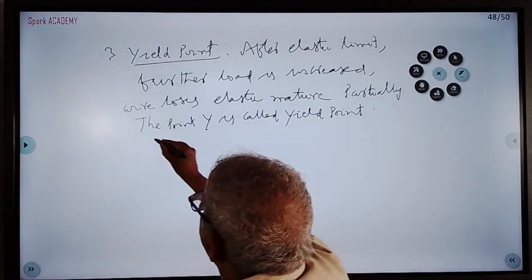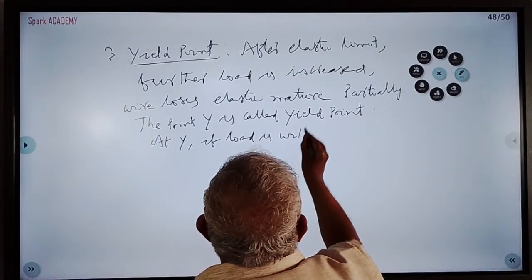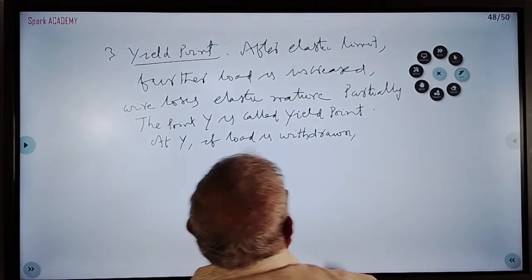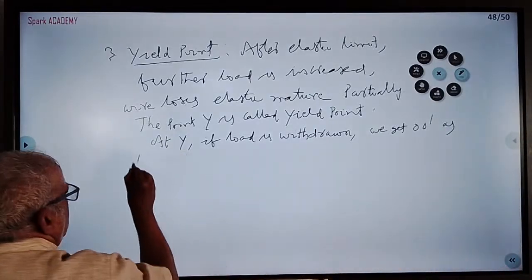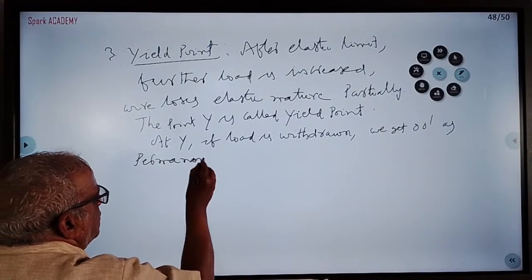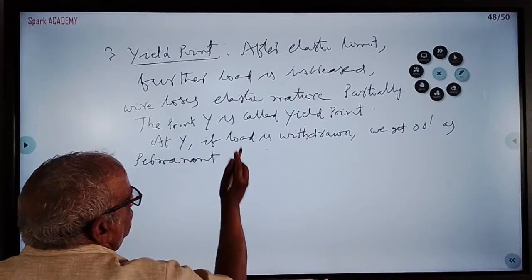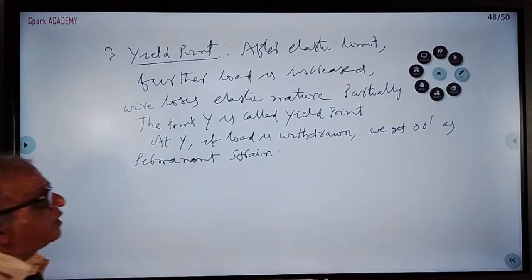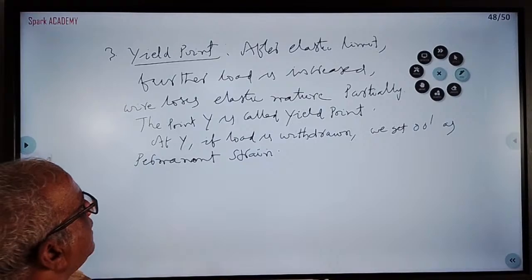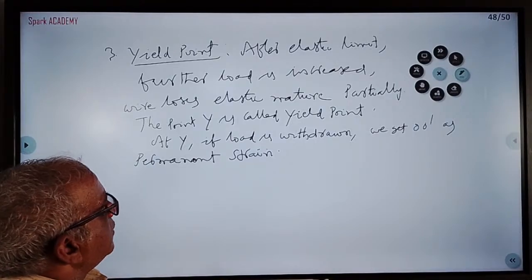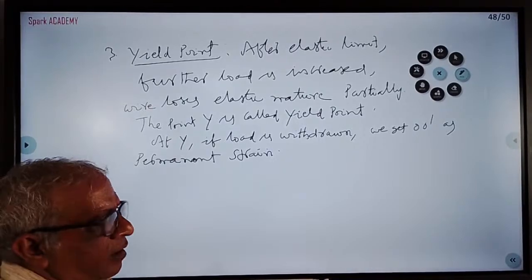At Y, if the load is withdrawn, we get OO dash as permanent strain, also called permanent set or permanent stretch, on the x-axis. At yield point, when you withdraw the force, after the elastic limit, the wire loses its elastic nature partially.